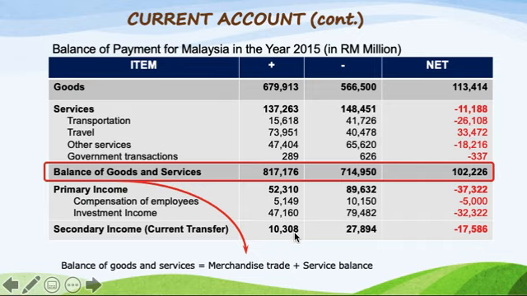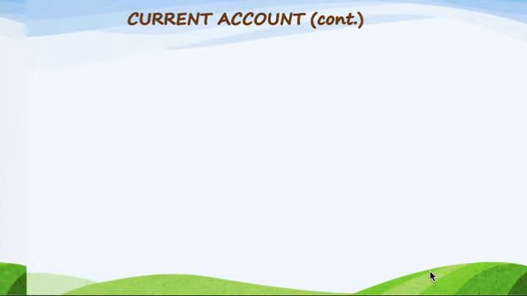For this account, in the textbook, the money going out from us is more than the money coming in. That's why it is negative here. Hopefully you understand. And this is the current account.